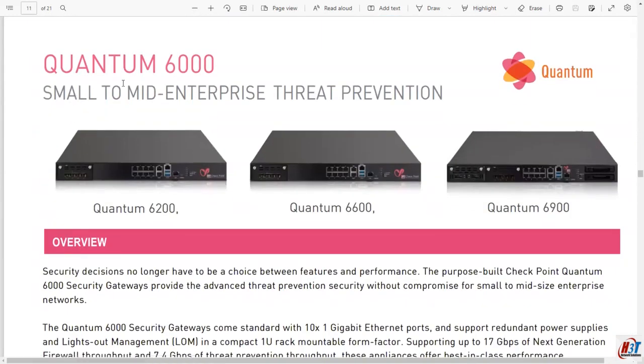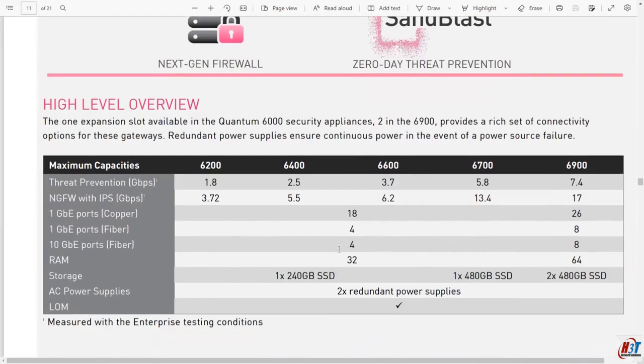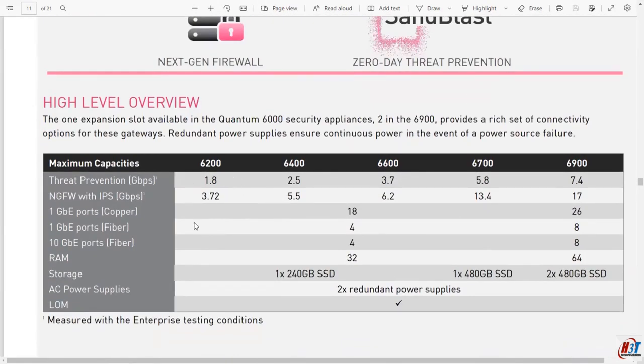Now coming back to the small to mid enterprise threat prevention, which is the 6000 series, you have these product lines: 6200, 6600 and 6900. Now we will do a side-by-side comparison of all these.